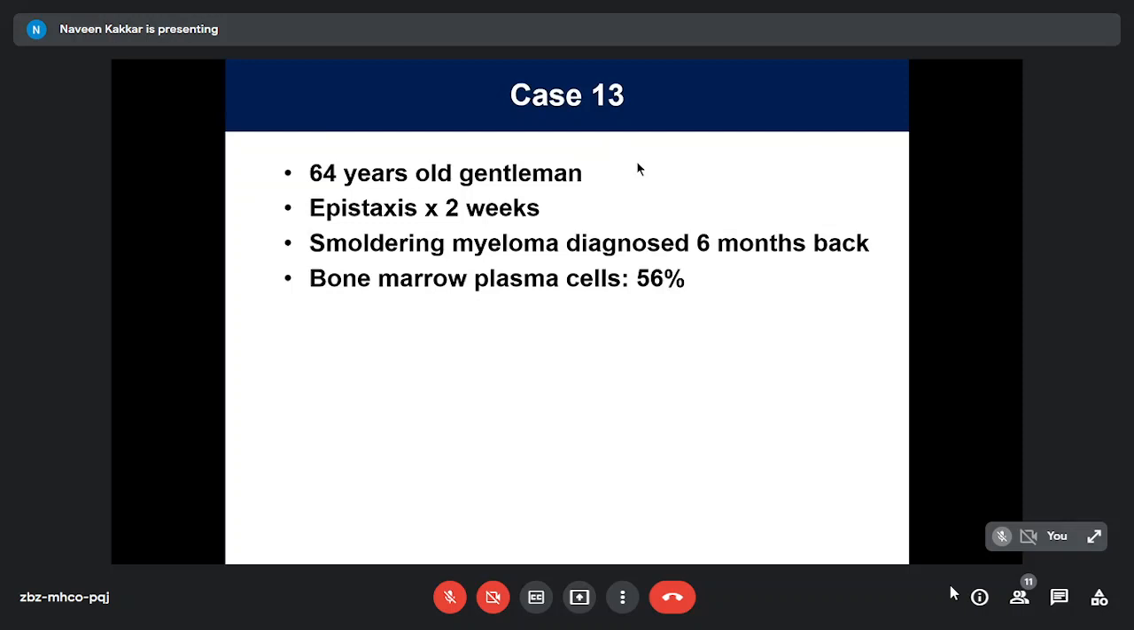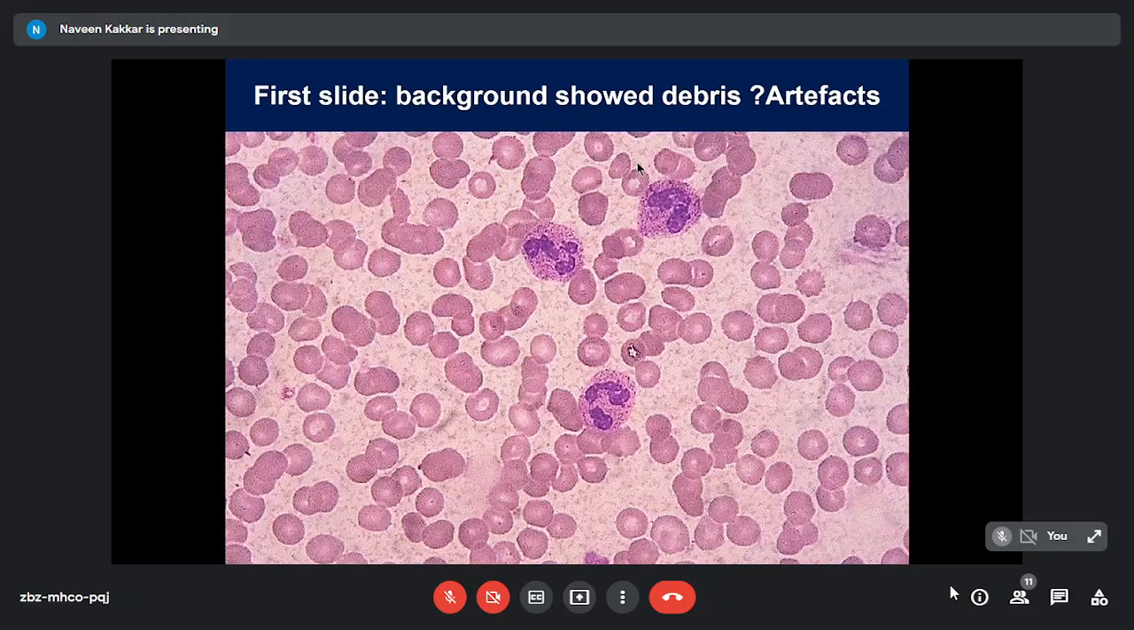A 64 years old gentleman. He had epistaxis for 2 weeks. He had smoldering myeloma diagnosed 6 months back. M-band was not up to the diagnostic limit yet. The bone marrow plasma cells were high, 56%. His CBC showed thrombocytopenia.